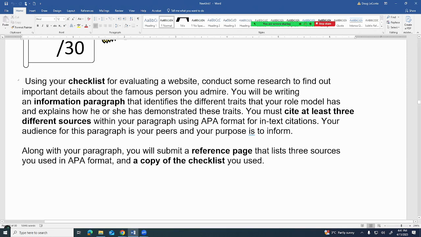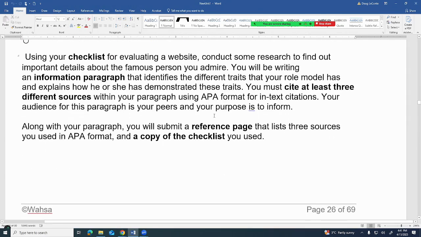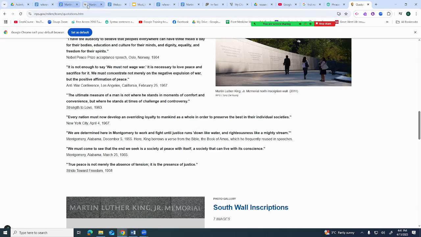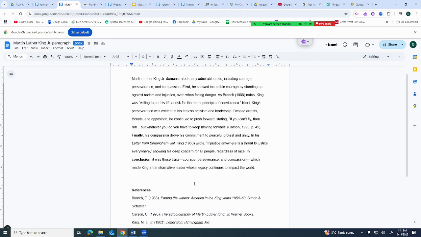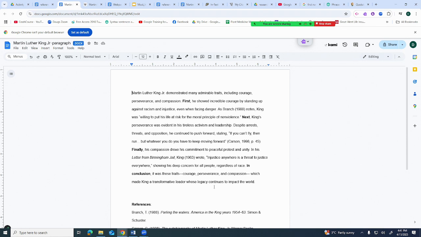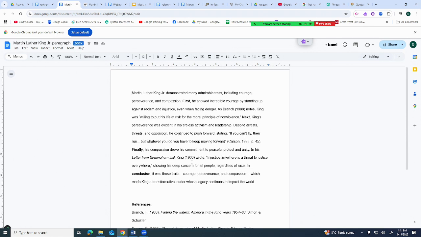Okay, so you could use the checklist to check out the websites where you got the information from. All right, so I'm going to go right now. All right. So this is a paragraph that I just put together as an example piece for Martin Luther King. Let's see, I have my topic sentence here. I'm going to increase the size of this so you can see it better.